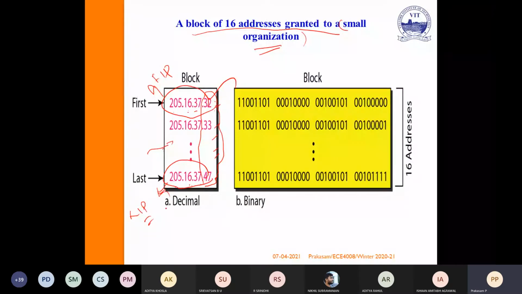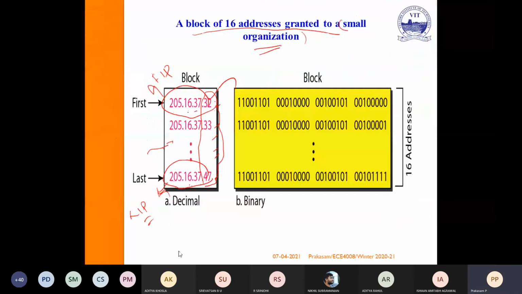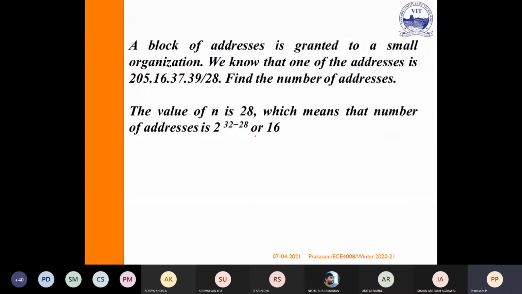Suppose I know one IP address in a particular block, I am able to identify the first IP address in the block as well as the last IP address in the block. Because if you know these, you can assign IP addresses to the systems connected in a particular block or subnet. The third one is the number of addresses, 2 power 32 minus n. Here 2 power 4 is 16. So in this block, we can provide 16 IP addresses.